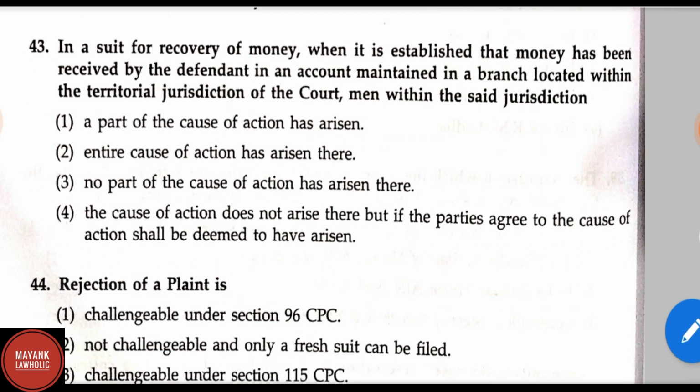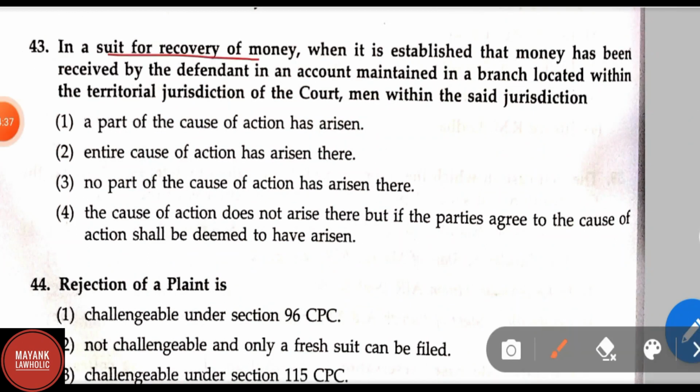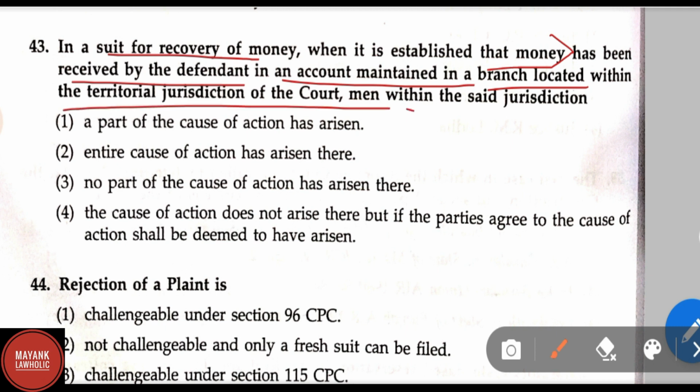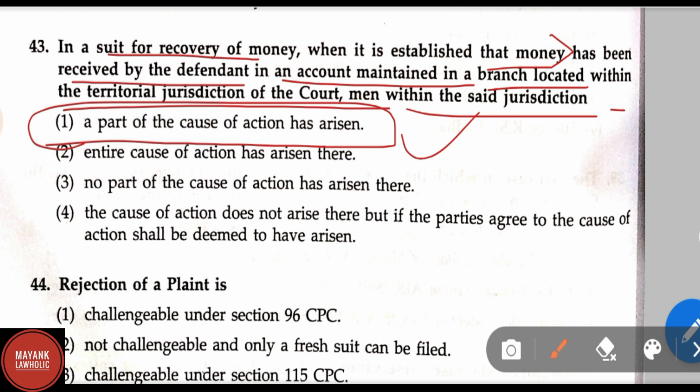Question number 43. In a suit for recovery of money, where it is established that money has been received by the defendant in an account maintained in a branch located within the territorial jurisdiction of the court, then within the said jurisdiction. Option 1, a part of the cause of action has arisen. Option 2, an entire cause of action has arisen. Option 3, no part of the cause of action has arisen there. And option 4, no cause of action does not arise there, but if the parties agree the cause of action shall be deemed to have arisen. Here the correct answer is option 1, a part of cause of action has arisen, related to territorial jurisdiction of the court.